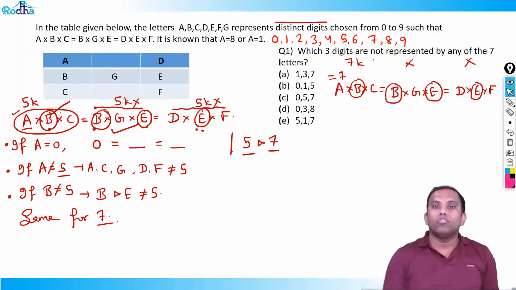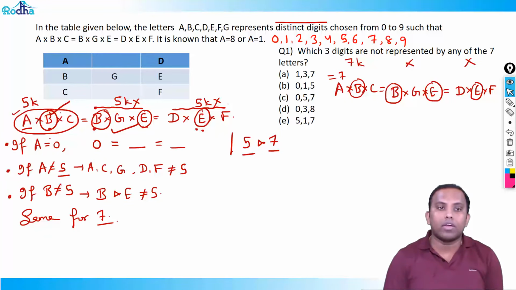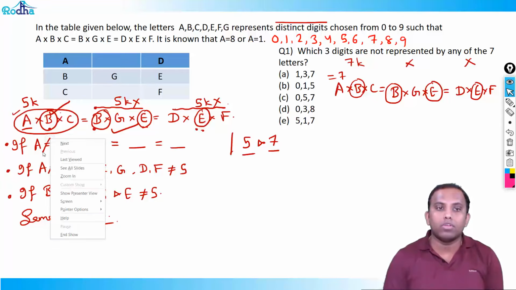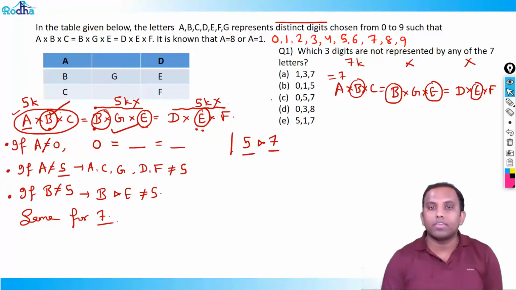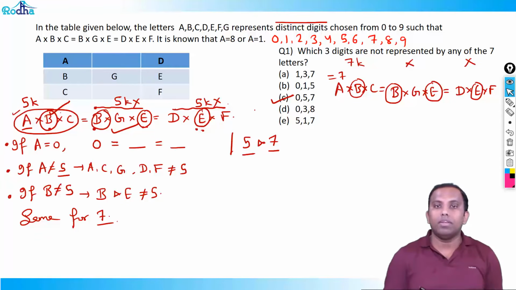So that's why I told you 5 and 7 don't have any other factor. So 5 and 7 cannot occur in these places, right? That means what is 0? Already we saw any one digit cannot be equal to 0, then 5, then 7. So what is the answer? Answer is C, 0, 5 and 7. Which 3 digits are not represented by any of the 7 letters? Answer is 0, 5 and 7.